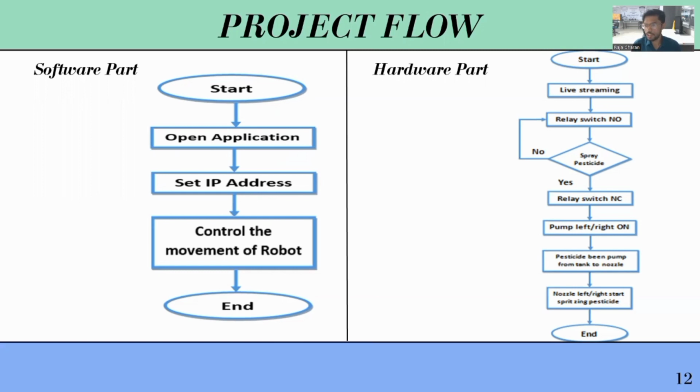So for controlling the pesticide spraying, initially the relay will be normally open. If we want to spray the pesticide, we will turn on the relay, and the relay will get normally closed. So the pump will start. We can control the movement of the spray nozzle that is on the robot. By moving the left and right servo motor, we can spray the pesticide to the left and right of the fields. Here is the complete hardware methodology of our project.